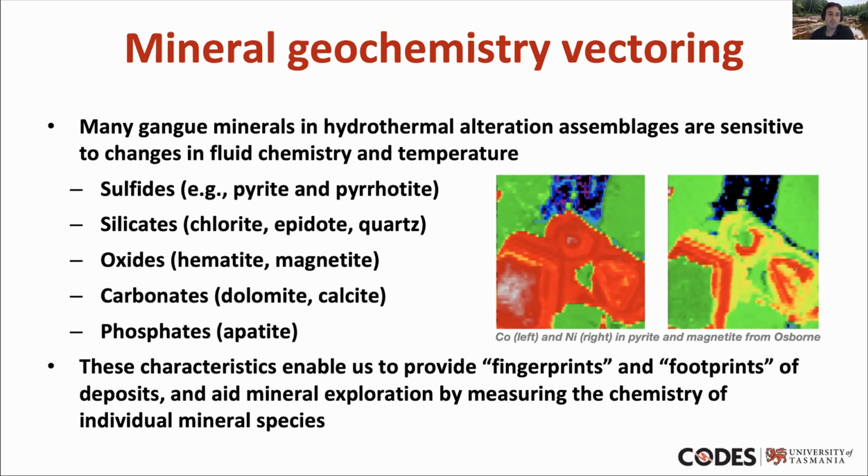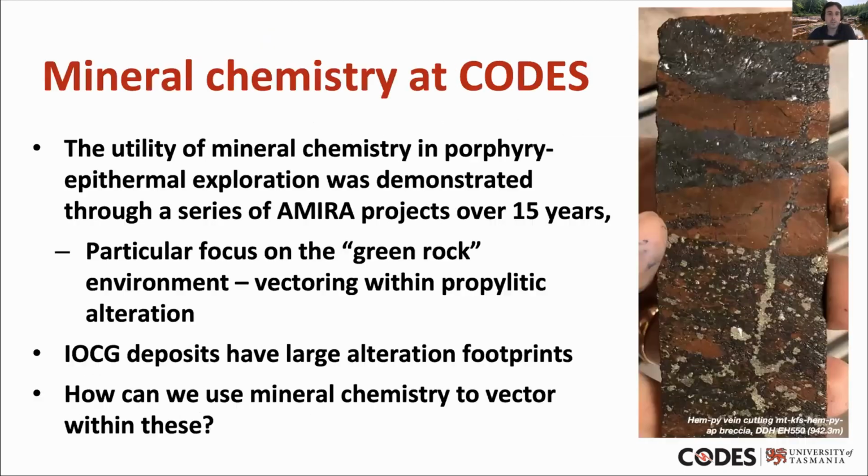Together, these characteristics enable us to provide fingerprints and footprints of deposits. Fingerprints means a geochemical understanding of the minerals that form the deposit, and footprints means identifying the geochemical dispersion halos around these deposits. Together, these can aid mineral exploration by measuring the chemistry of individual mineral species or combined mineral species. Today we'll focus mostly on silicates, and I'll show you the results of what we've done for this silicate work. But before I go into details, I want to talk a bit about the mineral chemistry work that has been undertaken at CODES.